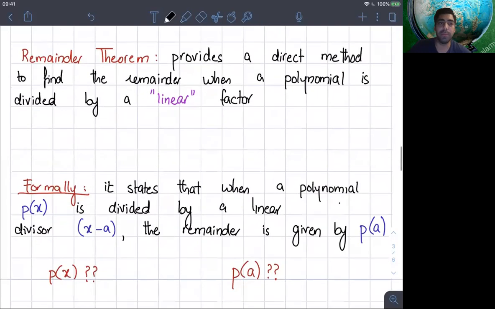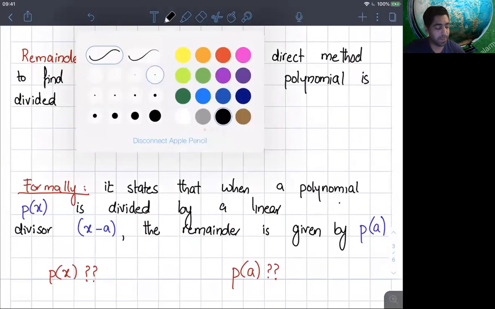Okay, so coming on to the remainder theorem. What is the remainder theorem? Basically, in loose terminology, just to make sure that we're not using technical terms and making it more difficult for you to understand, it just provides us an easier, direct way of finding out what the remainder is when we divide a polynomial by a linear factor. And that's really all there is to know about it.